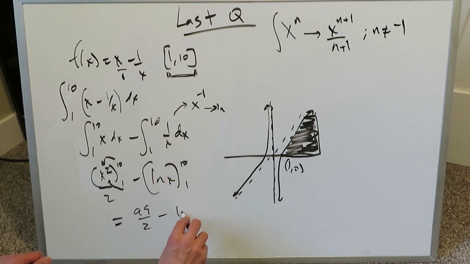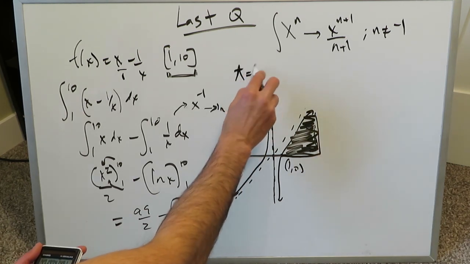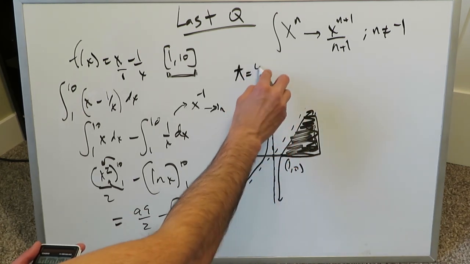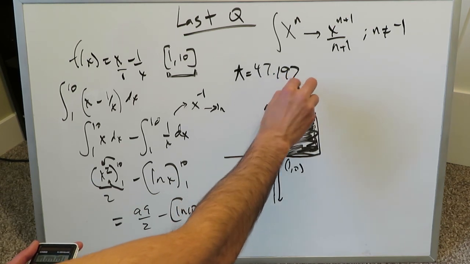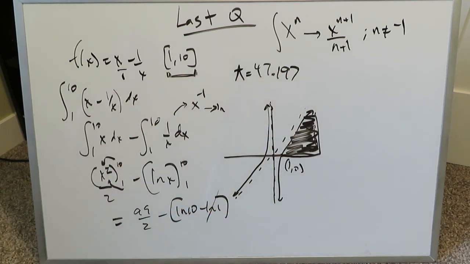Here you have natural log 10 minus natural log 1, both of which are easily solvable. This is a 0. You have 99 divided by 2 minus natural log 10. You can give a good calculator answer. Let's put the answer here. The area below the curve for this designated region is 47.197. That is the outcome of this integral procedure.